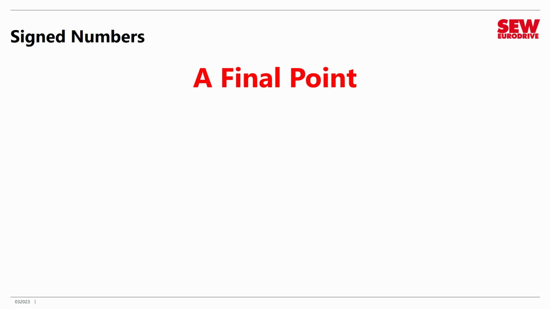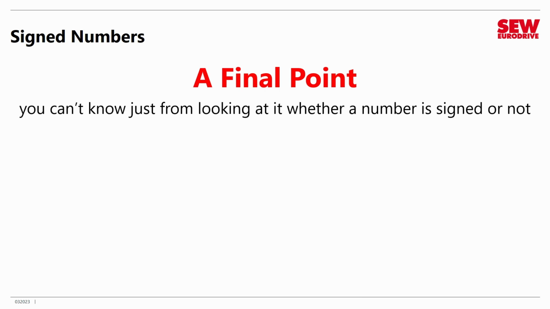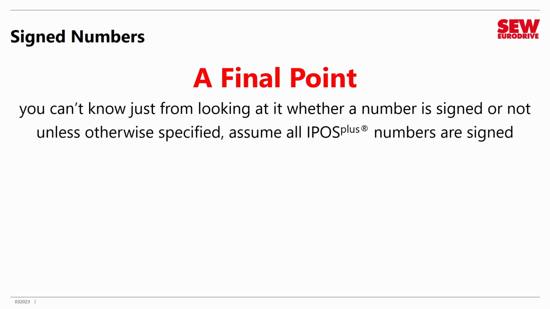Now, one final point. If somebody just hands you a binary number, you can't know if it's signed or unsigned just by looking at it. They have to tell you what it is. It could be an unsigned number, just a magnitude, or it could actually be a signed number with a positive or negative sign bit. You need to know. With IPOS, of course, we can generally assume that all IPOS numbers are signed, which makes life a bit easier.